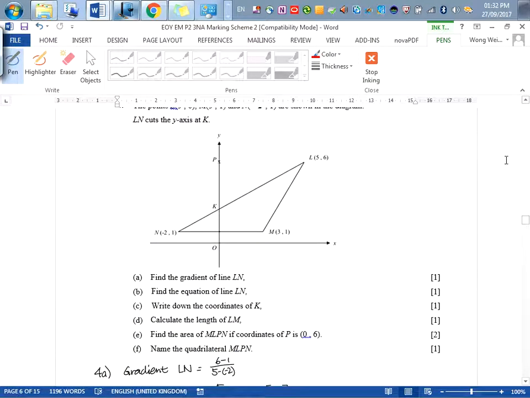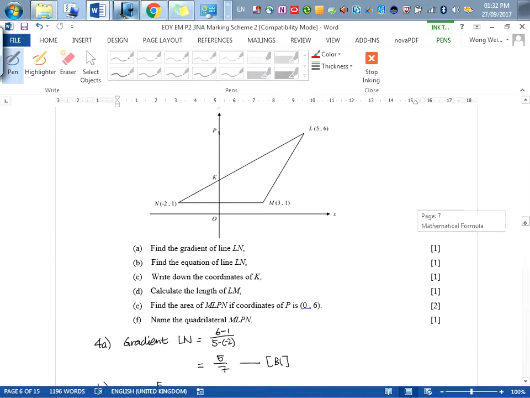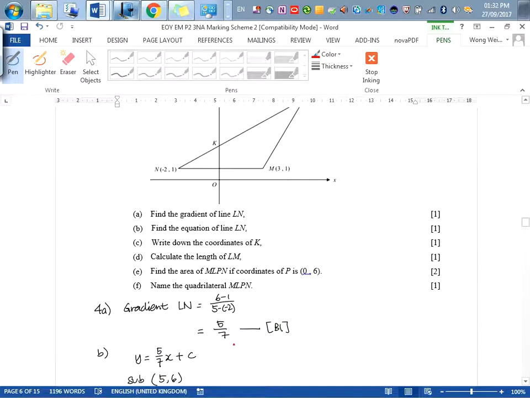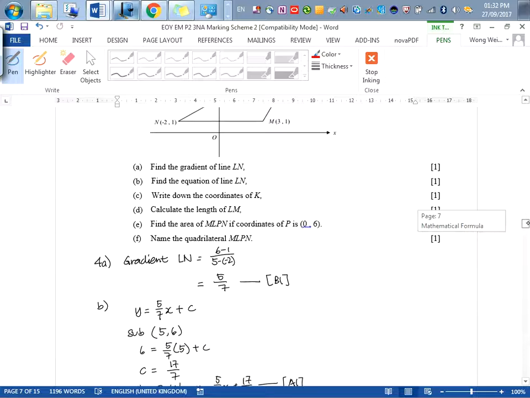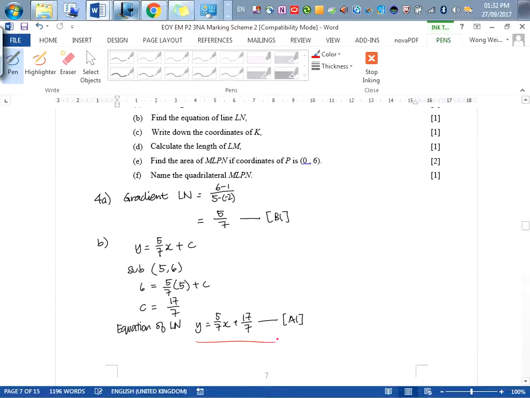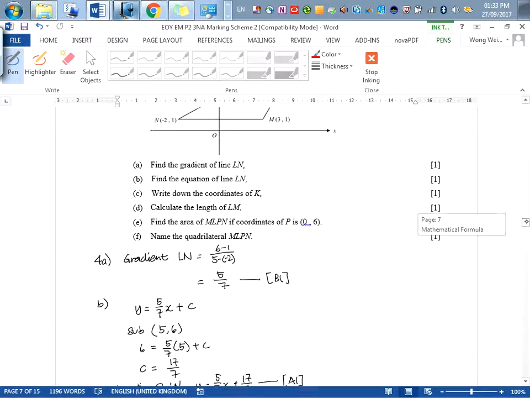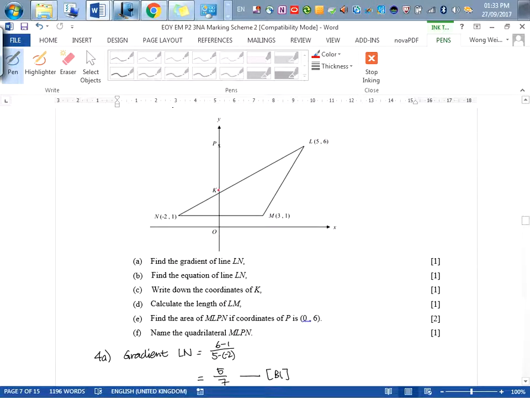Okay, gradient of Ln is 5/7. For the equation, just substitute after you get the gradient. 5/7 x plus 17/7. Do not round off. Darren, do you get this correct? Okay. So coordinates of k. Where is this k? Oh, k is over here. So what do you think it is?